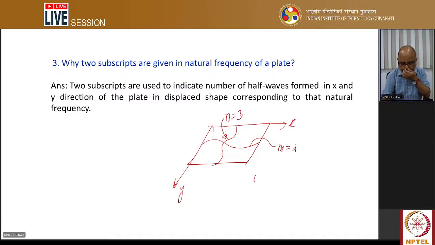So here the natural frequency is omega 23. Therefore, to indicate the number of half waves formed in a particular mode in the x and y directions, two subscripts are used in the natural frequency expression. The fundamental frequency, of course, is given when the lowest number of half waves, that is one half wave, is formed in both x and y directions. So omega 11 is the fundamental frequency.